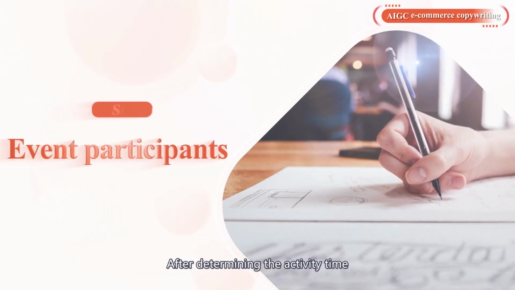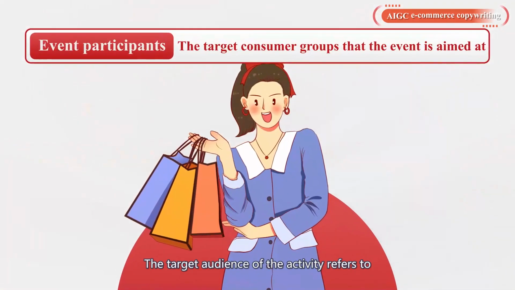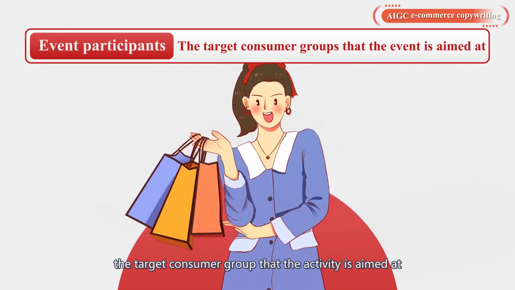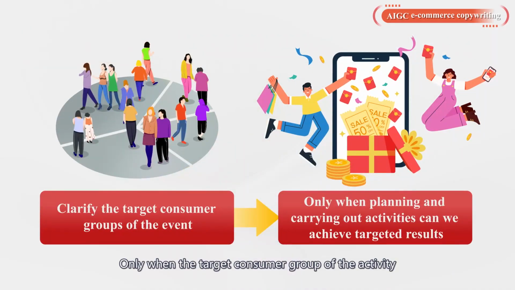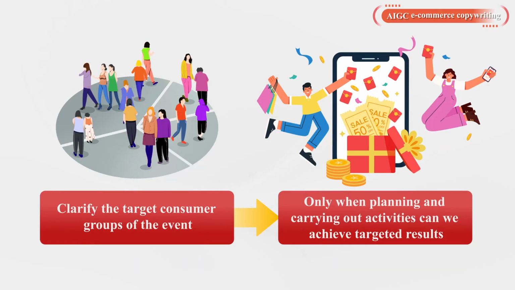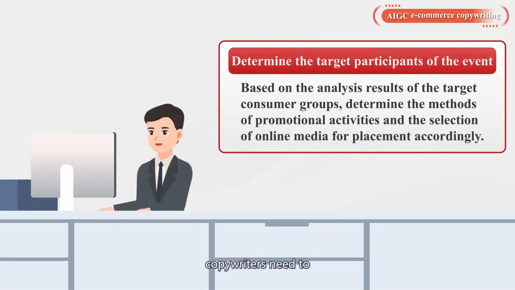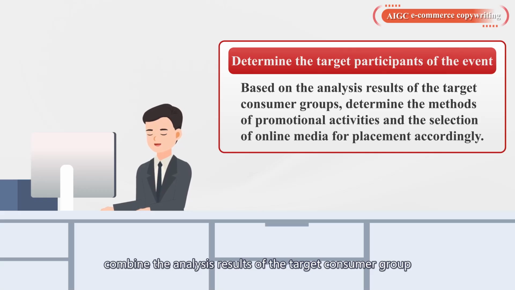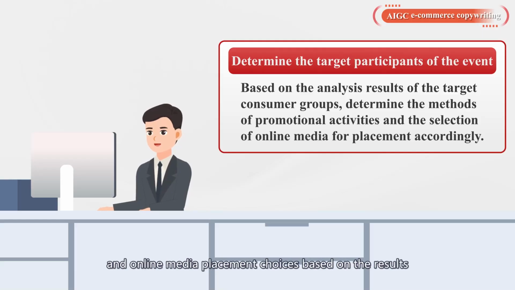After determining the activity time, we still need to clarify the target audience. The target audience of the activity refers to the target consumer group that the activity is aimed at. Only when the target consumer group of the activity is clearly defined can targeted planning and implementation of the activity be achieved. Generally speaking, copywriters need to combine the analysis results of the target consumer group when determining the target audience for promotional activities, and decide on the promotion methods and online media placement choices based on the result.